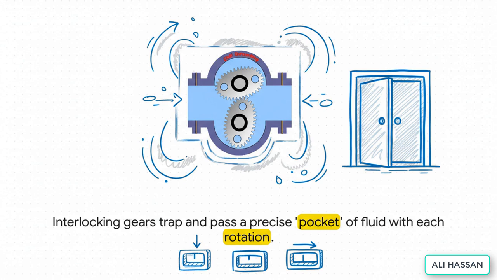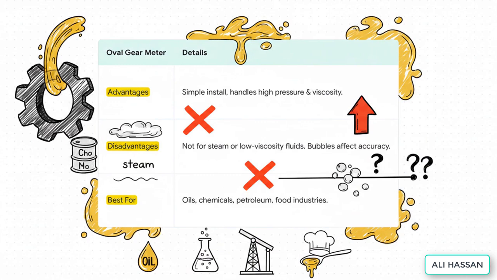You have these 2 interlocking oval gears. As they turn, they trap a tiny, very precise pocket of fluid between them and the chamber wall. Each full rotation shuffles a perfectly known amount of fluid through the meter. So you just count the rotations and you know exactly how much volume has passed through. Simple as that.